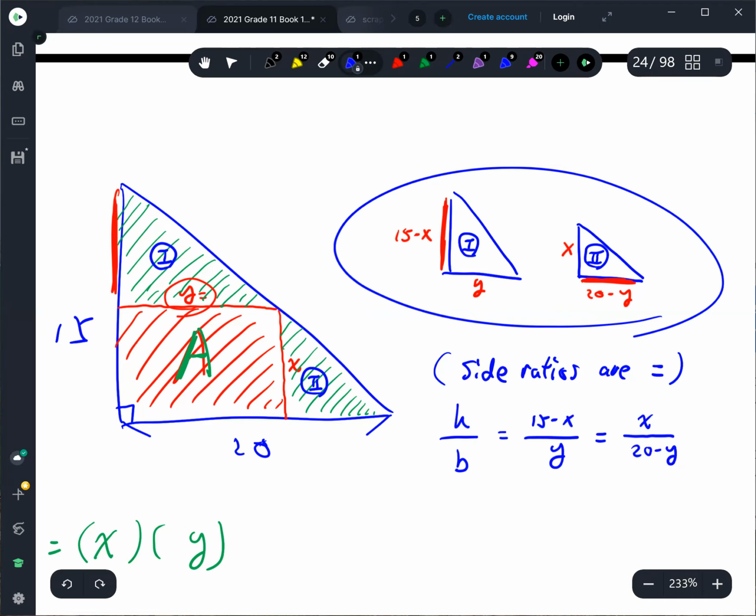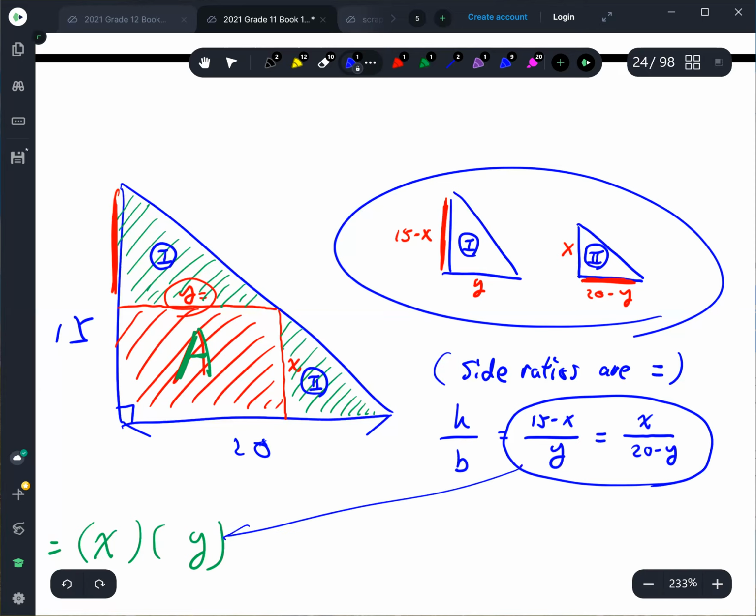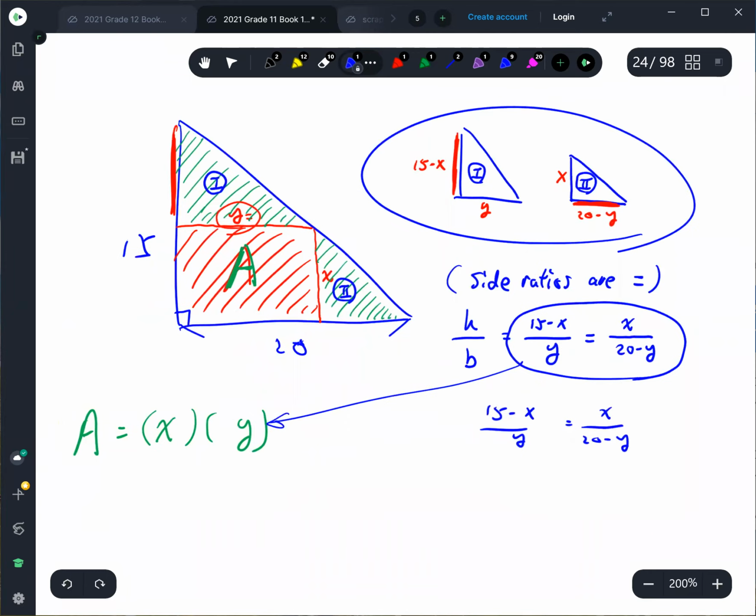So here you get an equation like that. Then you can use it to solve for y. Then you can replace it into our area. Okay, so let's write it out. So 15 minus x over y equals x over 20 minus y. Okay, and then we'll cross multiply.